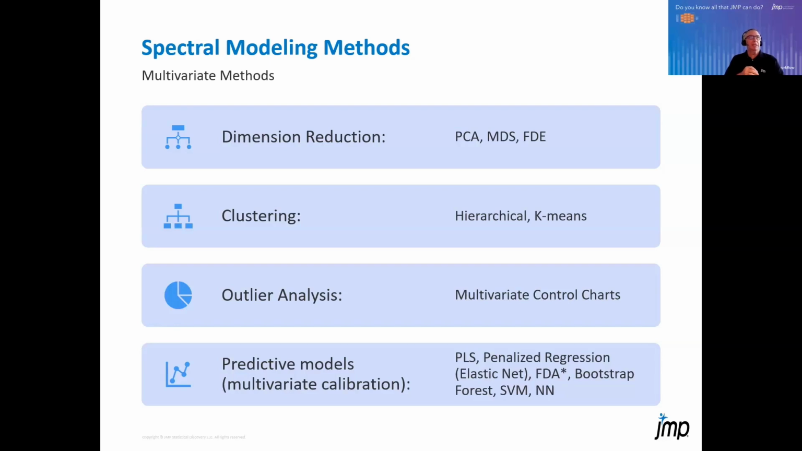But if you're going to build predictive models from this data, you're going to use something like partial least squares, a penalized regression, functional data analysis, bootstrap forests, and a couple of others, neural networks, support vector machines. So you've got a lot of options.